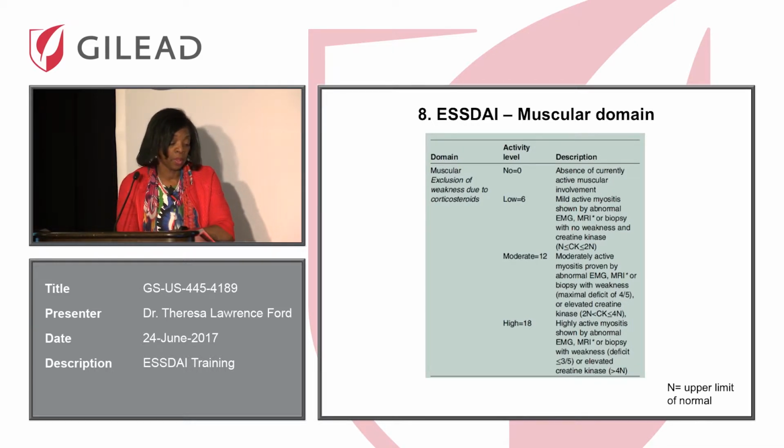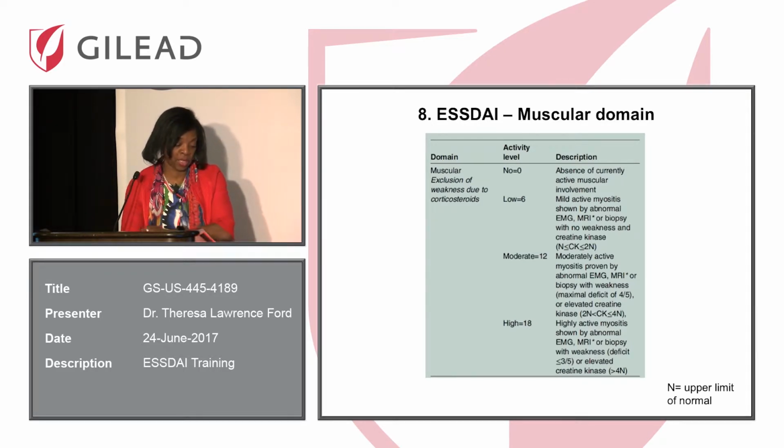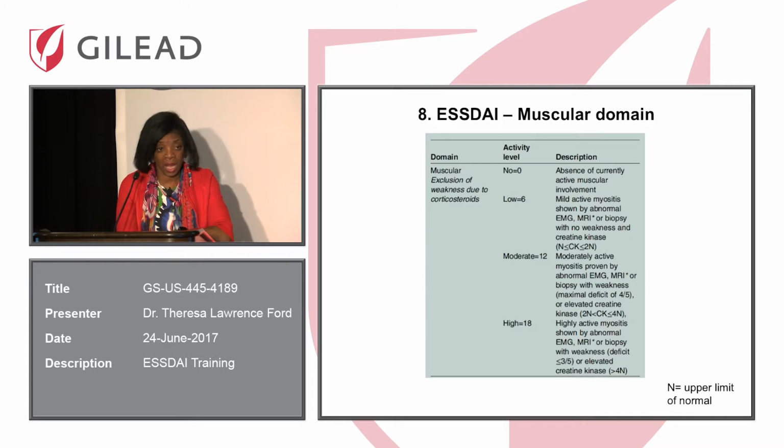A moderate level moves up to moderately active myositis, again proven by EMG, MRI, or biopsy with weakness. The maximal deficit shouldn't be any greater than 4/5, or elevated CK between twice normal and less than 4 times normal CK. And a high would be highly active myositis, again proven, with weakness less than or equal to 3/5, or elevated CK greater than 4 times normal.